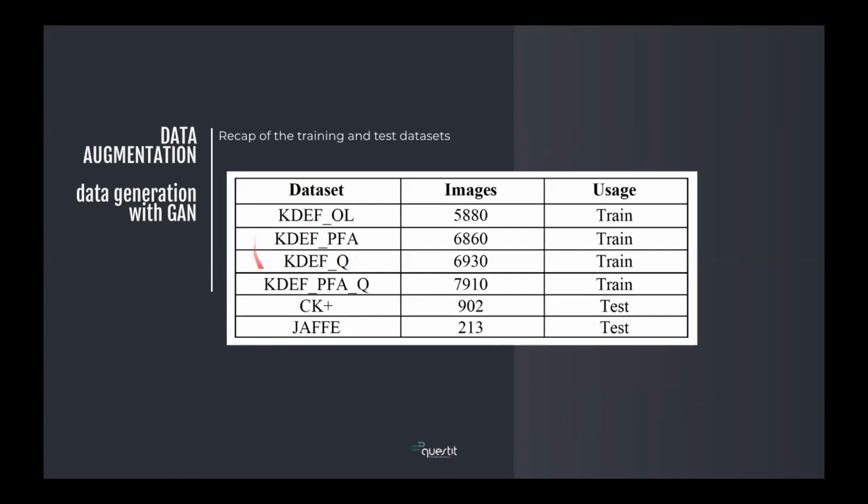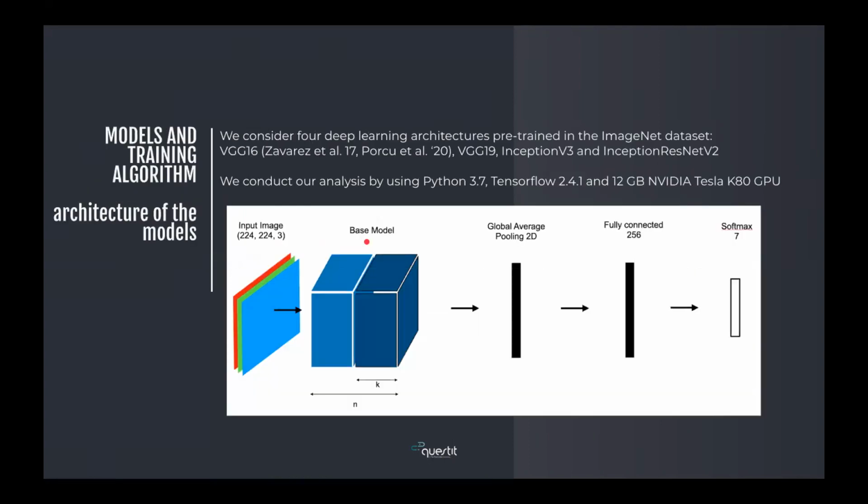Here we have a recap of the training and test dataset. So these 4 datasets are the train dataset. The last 2 are the test dataset, with the number of images contained inside. This dataset here, KDF-PFA-Q, is the union of KDF-Q and PFA. So with this dataset, we train our models.